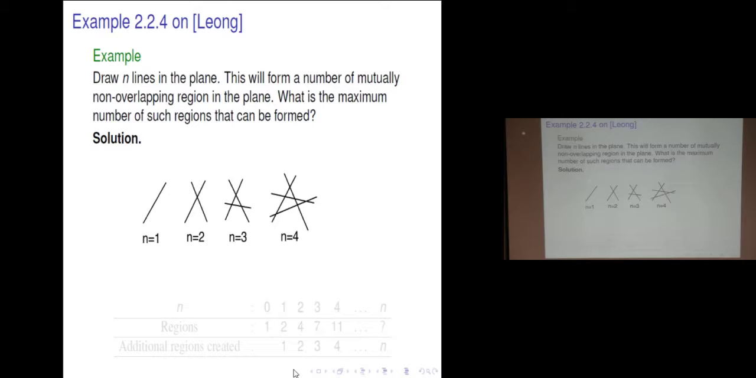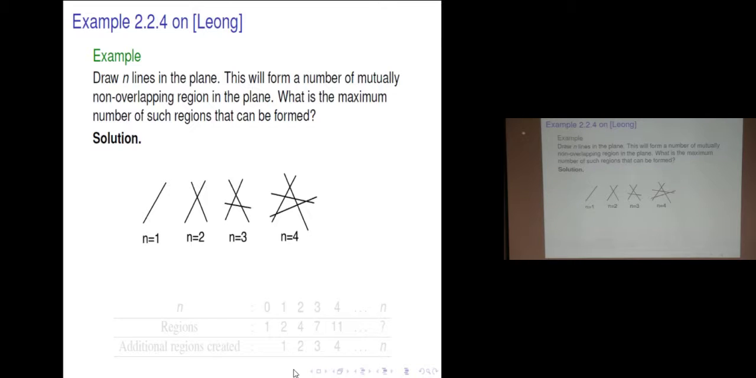Are you with me? So if you draw one line, you will form two regions. If you draw two lines, the maximum number is 4 regions. If you are not very careful, you can have 3 regions, because you can draw one here and draw the other one parallel to it, and then you get 3 instead of 4, right? Of course, in order to get the maximum number, you don't want to draw the parallel line. Okay, so repeat the question. Draw n lines. What is the maximum number of regions you can form?